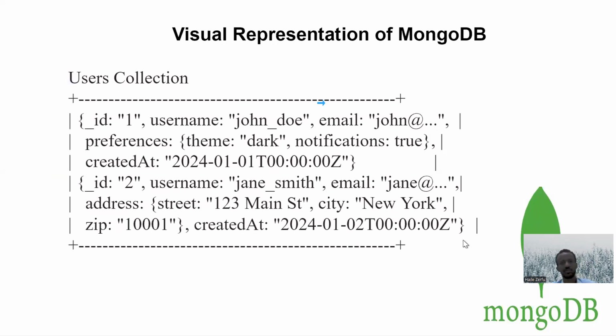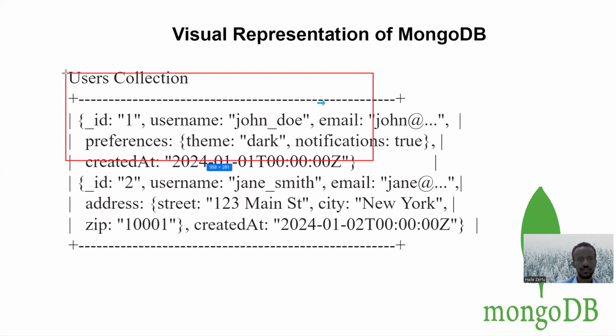MongoDB puts it this way because everything in JavaScript is done in the form of objects. Then this is simple for doing operations in JavaScript. This first one is the person one. This one is for the first one, and this one is for the second one.